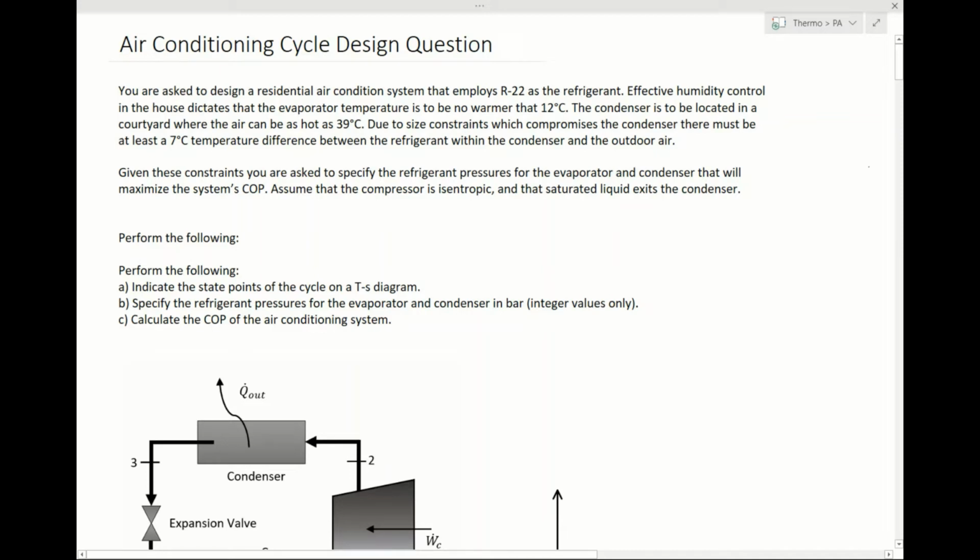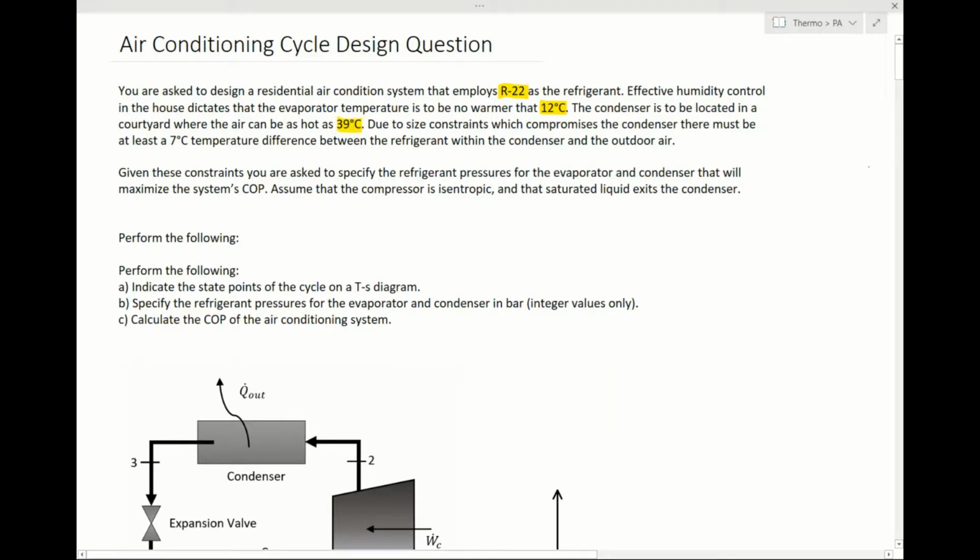Hello, today we're going to be solving this air conditioning cycle design question. You're asked to design a residential air conditioning system that employs R22 as the refrigerant. Effective humidity control in the house dictates that the evaporator temperature must be no warmer than 12 degrees Celsius. The condenser is to be located in a courtyard where the air can be as hot as 39 degrees Celsius.